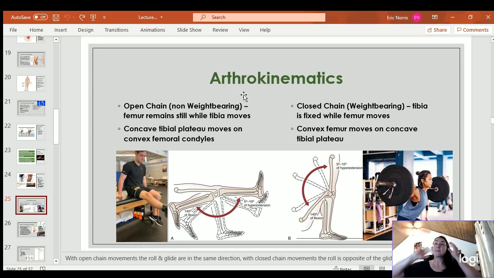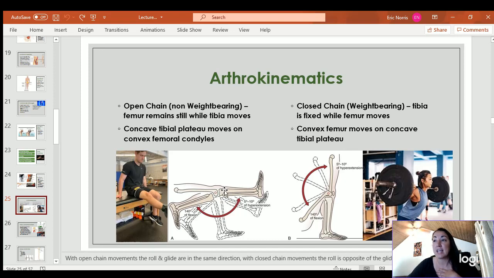The arthrokinematics change whether you're in an open pack position, or open chain position, or closed chain position. So when you're in an open chain, it's non-weight bearing, and the femur is remaining still while the tibia is moving. So the femur is fixed, the tibia is moving around it. So that would be this picture. The femur doesn't change and the tibia moves around.